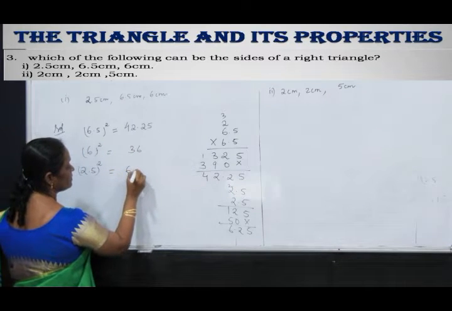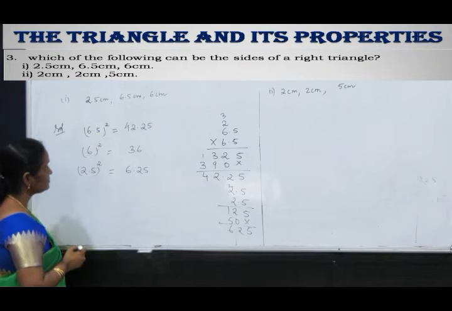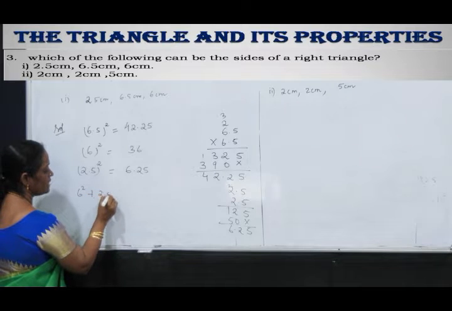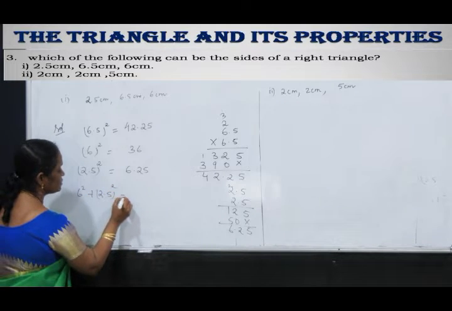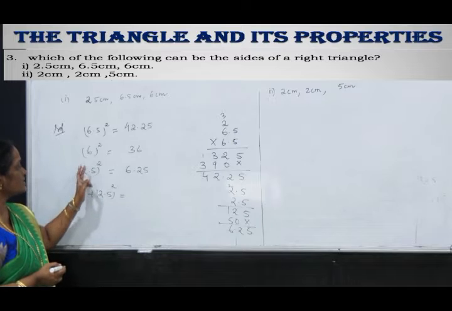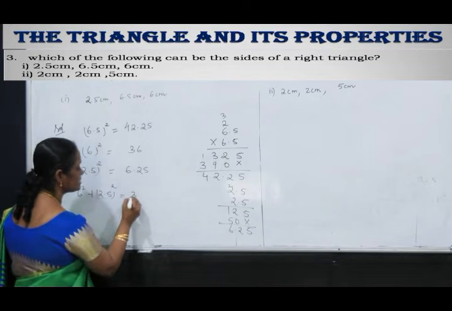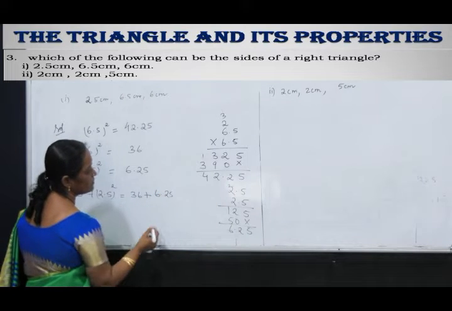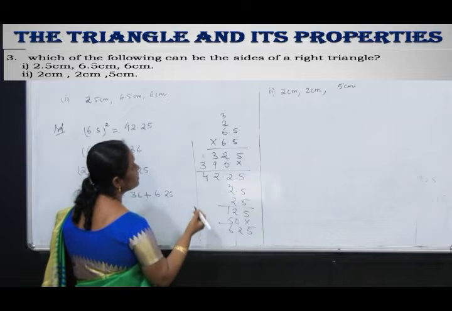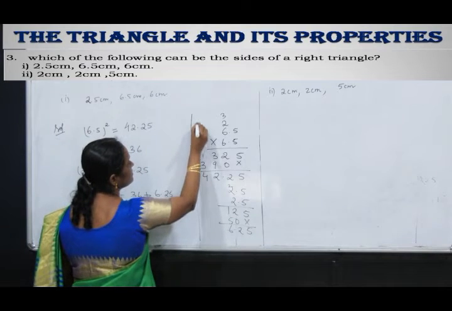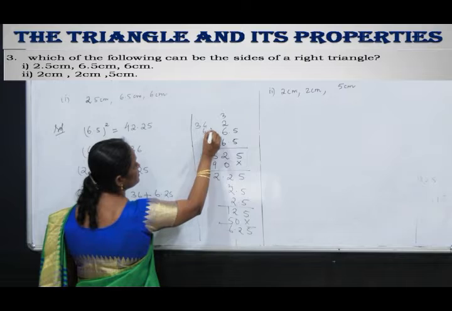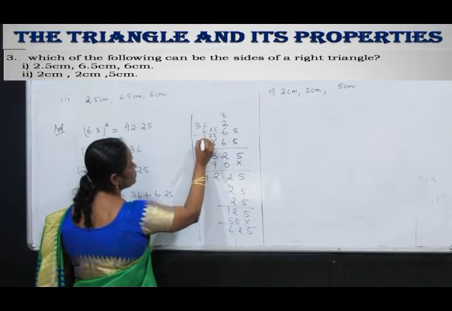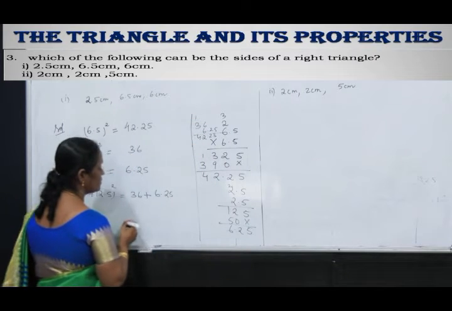So here when we add 6 square plus 2.5 square, what is the sum of the squares of these two sides? 6 square and 2.5 square. It is 36 plus 6.25. 36 plus 6.25 is 42.25.